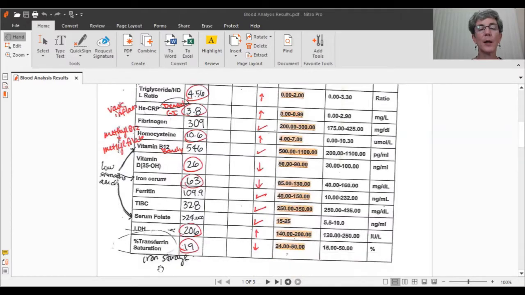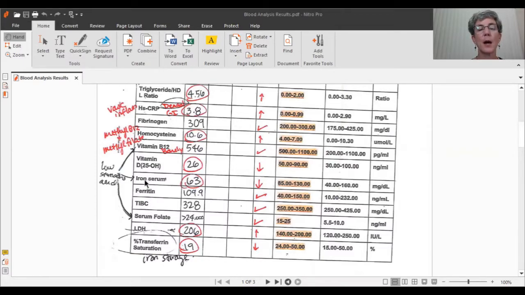I'm also going to be looking at your transferrin saturation. This is the most accurate measure of iron storage. So if your iron is low and your transferrin saturation is low, you've been losing iron for a while. If your iron is low, but your transferrin saturation is still okay, then you've just recently been losing some iron. So it gives me a judge of how long this has been going on and how acute it is.